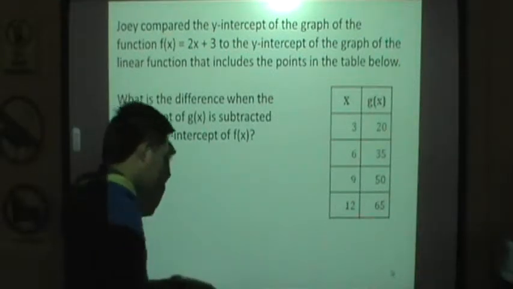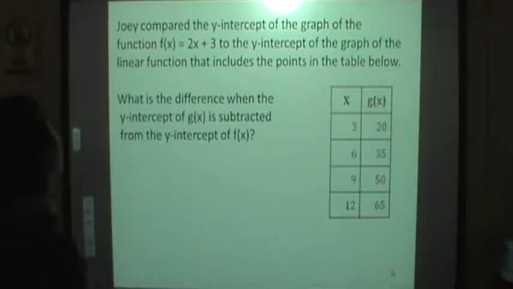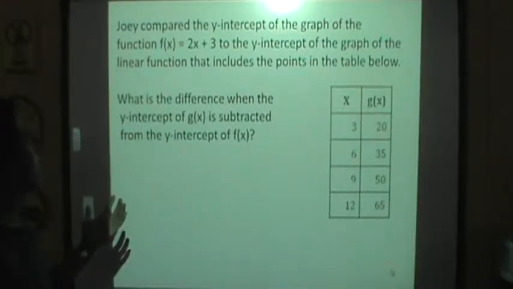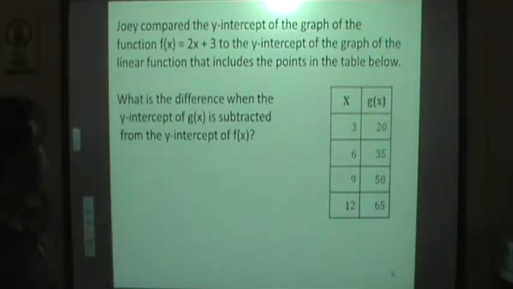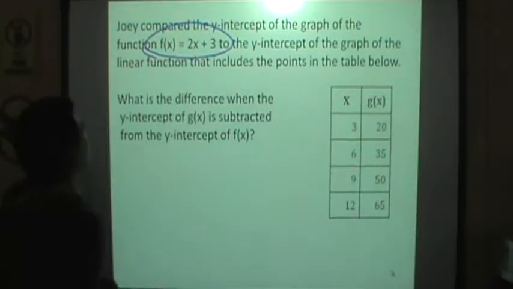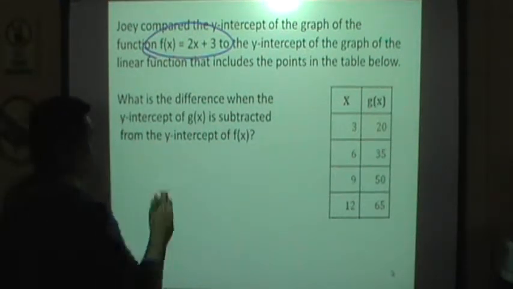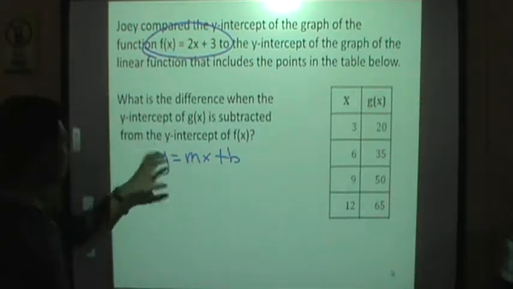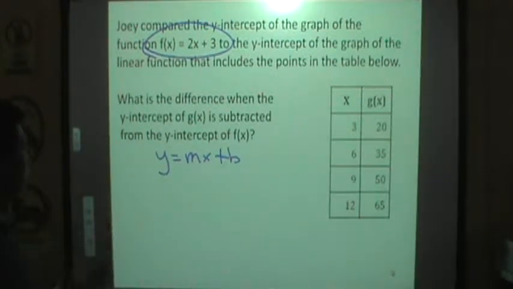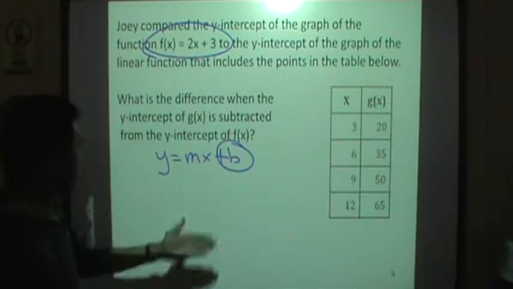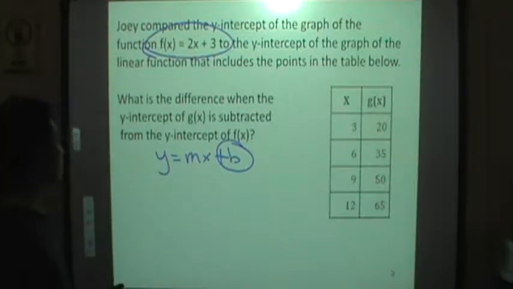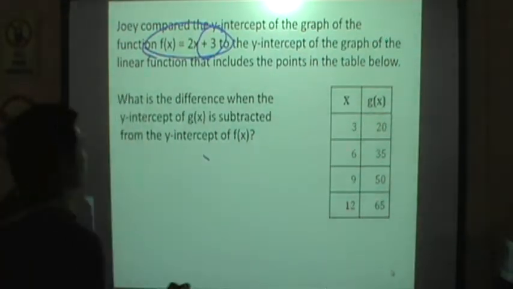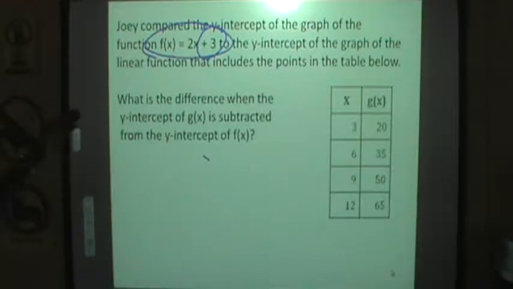Okay, now in this problem, Joey compared the y-intercepts of two linear equations. For the first function, we have 2x plus 3. We learned that the slope-intercept form, which is y equals mx plus b, or y-intercept form, has a constant that is your y-intercept. That's why in this problem we already know that positive 3 is the y-intercept of that function.